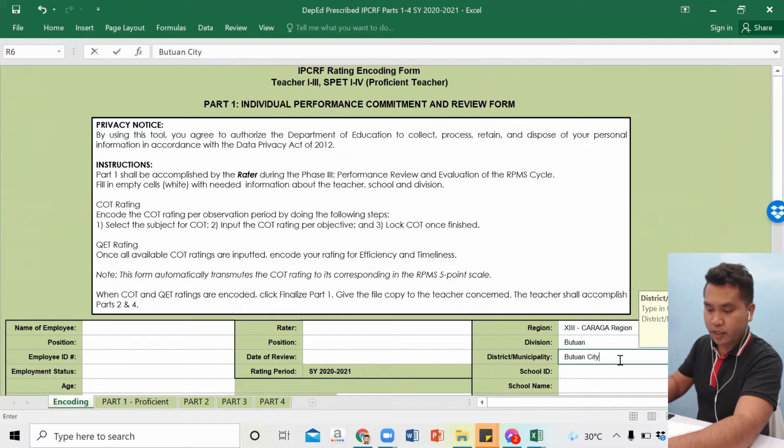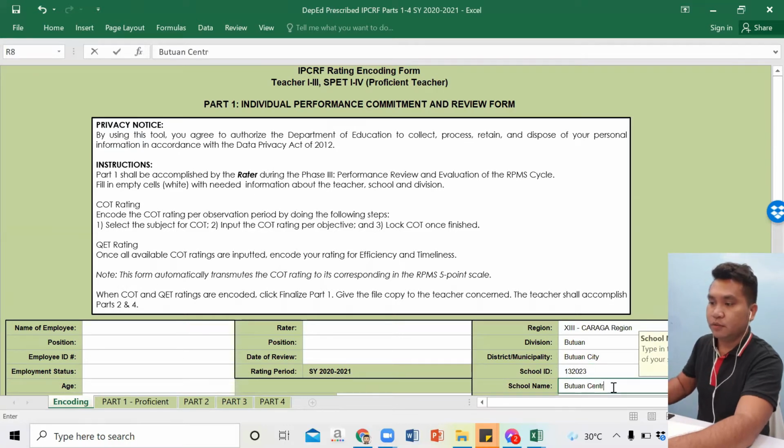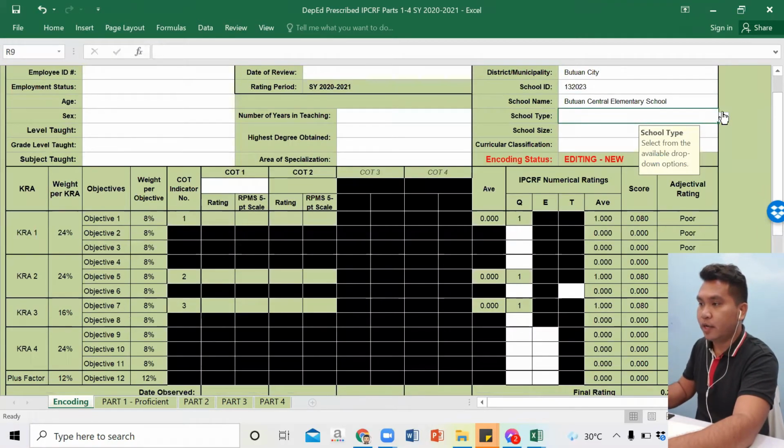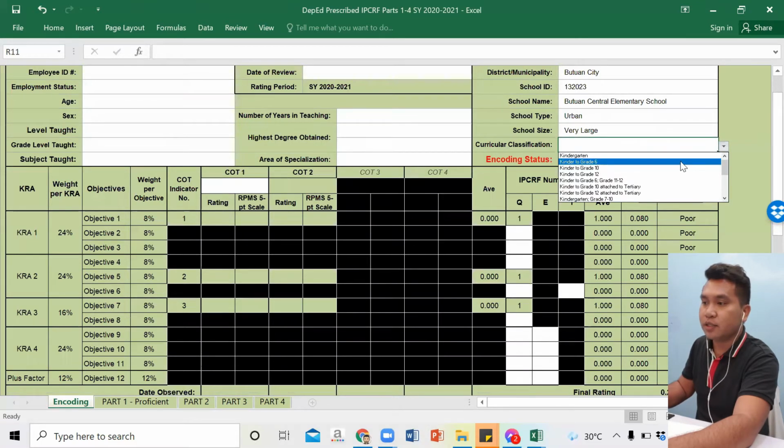School ID: our school ID is 13-20-23. Then school name, which we need to spell out: Butuan Central Elementary School. School type: you have the drop-down options again. Urban. Mega school or very large school. Curricular classification: kinder to grade 6.